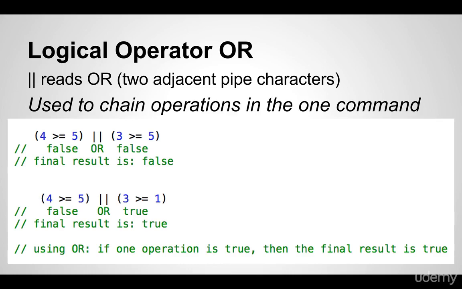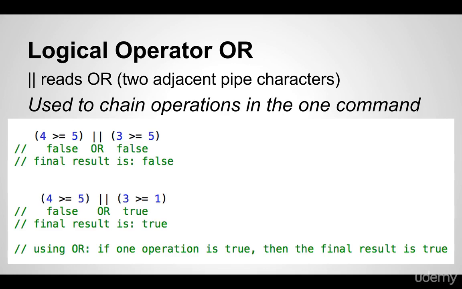Now, logical operator OR. That's two pipes. It reads OR, or two adjacent pipe characters, okay? We use that to chain operations in just one command. So here, as you can see, in the first example, 4 is greater or equal than 5, or 3 is greater or equal than 5. Obviously, the first operation, 4 is greater or equal than 5, is false, right? It's obvious that 4 is less than 5. It's not greater or equal. And the second operation, 3 is greater or equal than 5, is obviously false as well, which means false or false. And the answer is only false, because that's all you have.